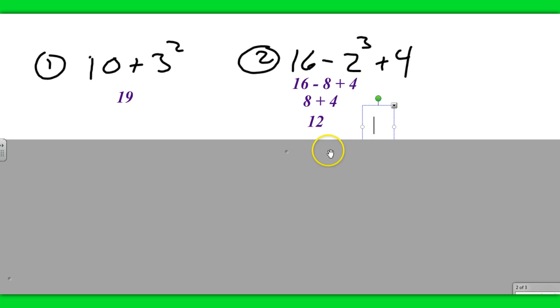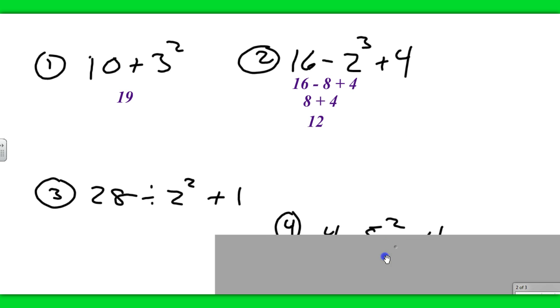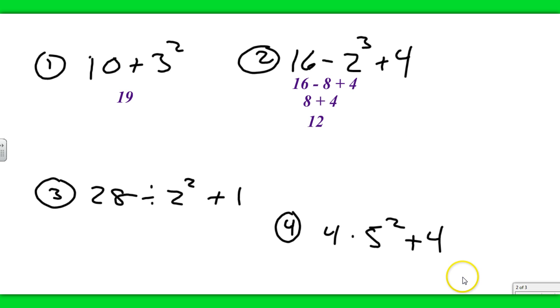Remember, this is an expression, not an equation, so I see no equal sign. I just come straight down and simplify on each line, right? Okay, go ahead and pause and try these two. Come back when you're ready to see.